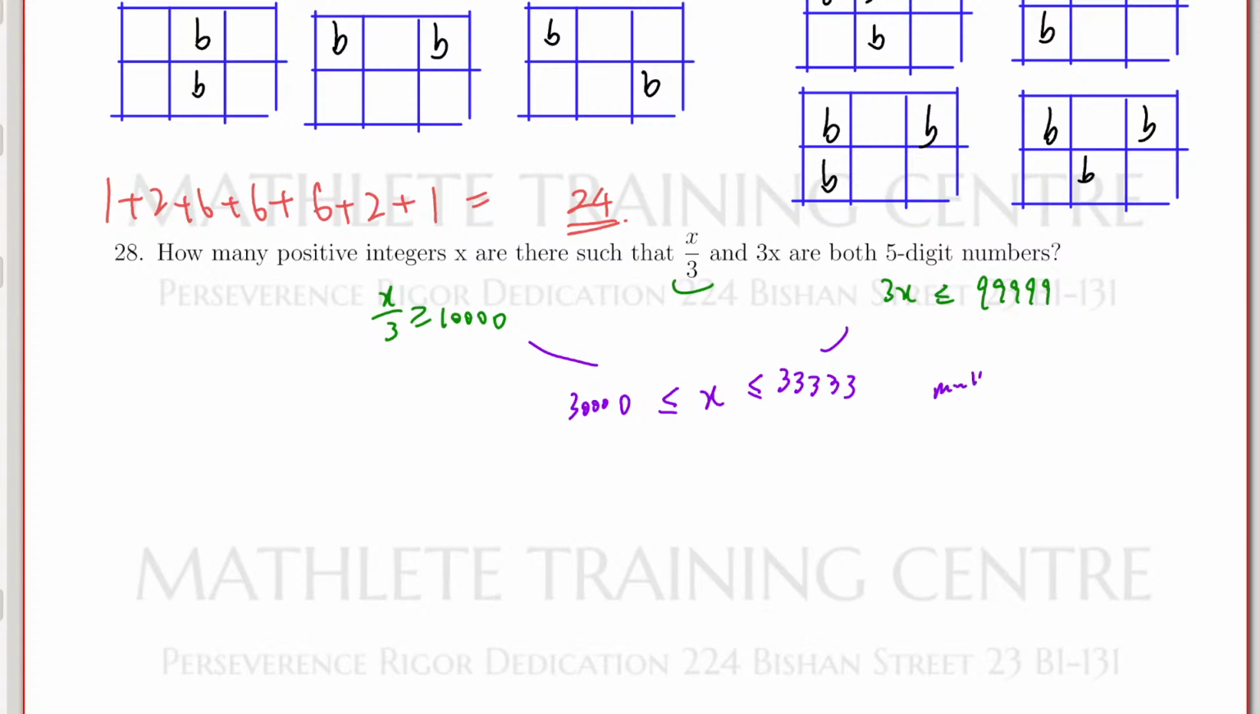But it's also a multiple of 3, right? Because we need to make sure that x over 3 is a 5-digit number. In other words, x over 3 is between 10,000 and 33333. So there are 23334 such numbers. Finish.